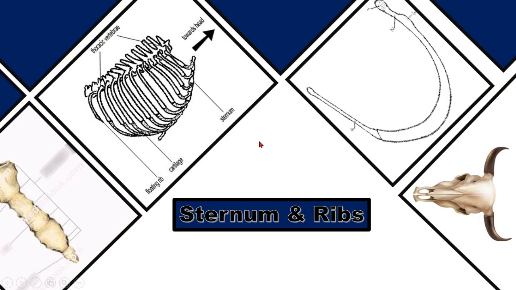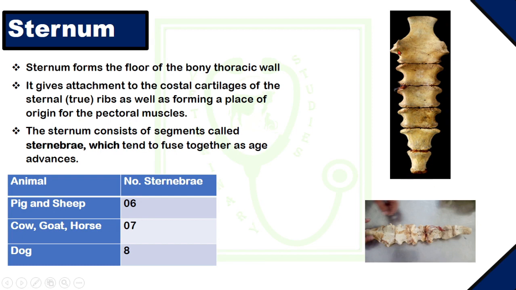Now, sternum and ribs. Sternum is the bone which forms the floor of the bony thoracic wall. It gives attachment to the costal cartilage of the sternal ribs as well as forming a place of origin of a costal muscle. Sternum consists of segments called sternebrae which tend to fuse together as age advances. It means as the animal grows, these sternebrae fuse to form a sternum bone. The number of sternebrae varies with the species.